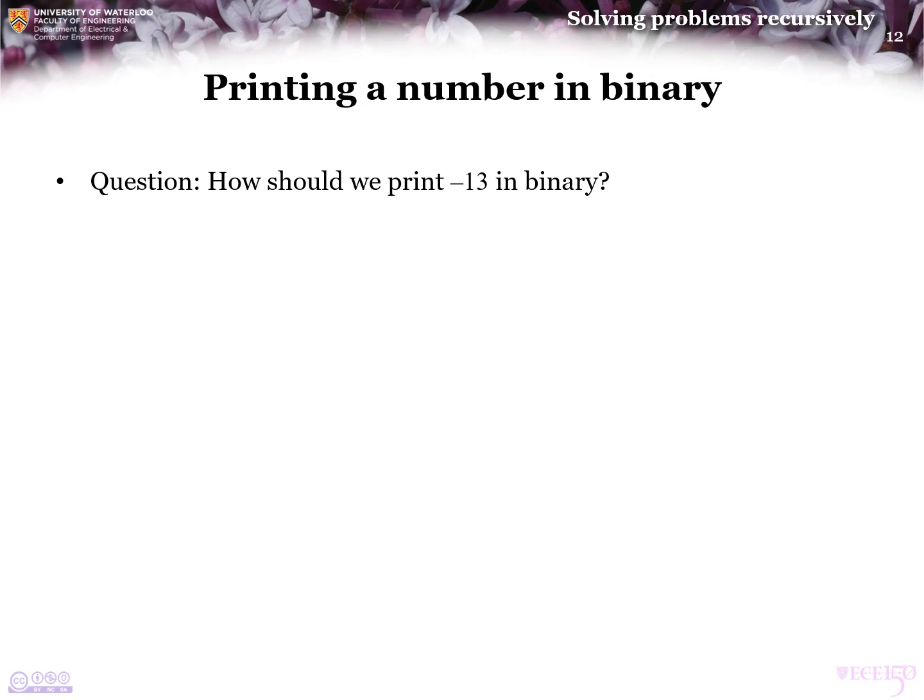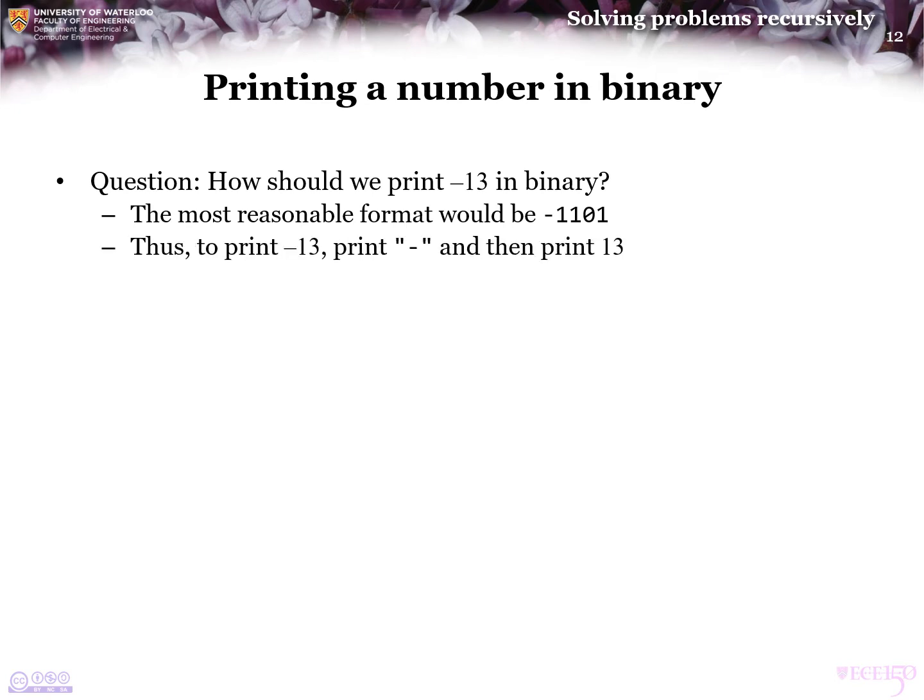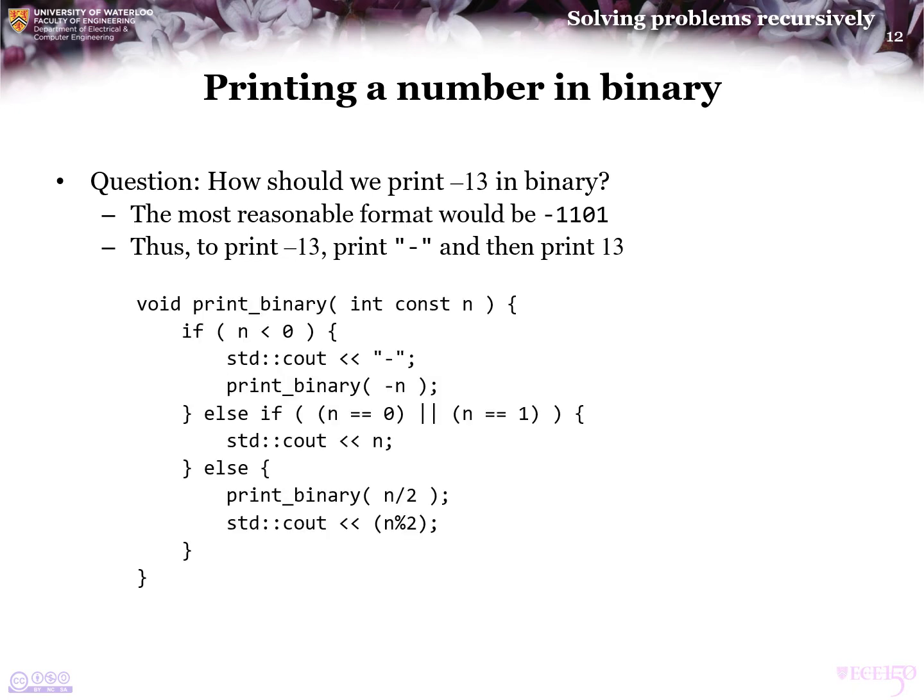Isn't there an easier way to print negative 13? Well, the most reasonable format for printing negative 13 would be to have negative 1101. The easiest way to do this is to print a minus sign and then print positive 13, because we know our function already works for positive integers. Consequently, we now have one additional case.